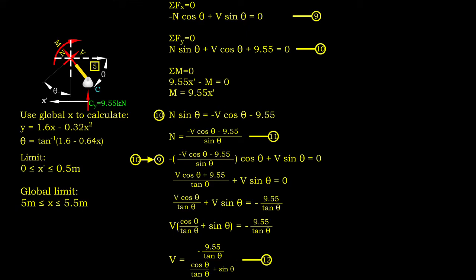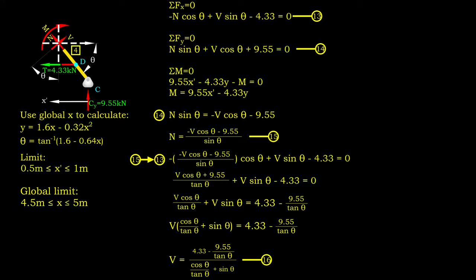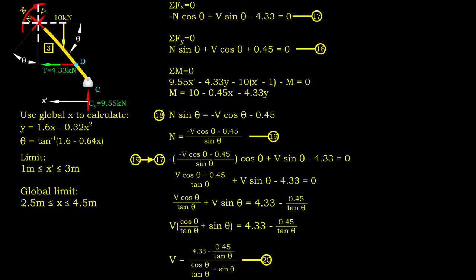The limit of segment 5 is from 0 to 0.5 meter, and that of segment 4 is from 0.5 to 1 meter, knowing the parabola is symmetric over the vertical axis passing through point B. The limit of segment 3 is from 1 to 3 meters. With the internal force functions, we can determine the forces developed for every 0.5 meter interval.